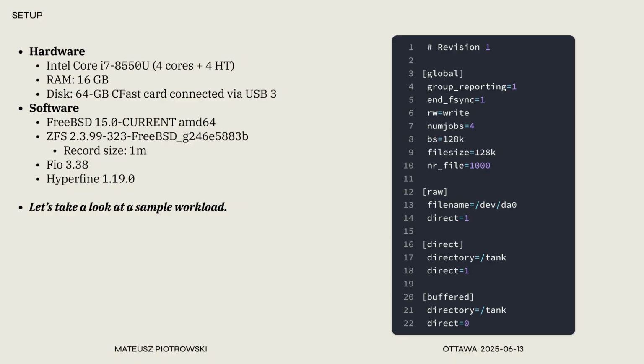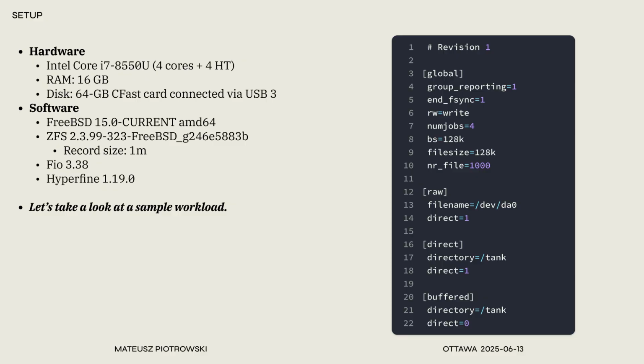It's also a sequential write workload, so we are trying to write as fast as possible, not trying to randomize our writes, but get everything from the disk that we can. 4 jobs, block size is 128K. So this is the size of our requests. And in this case, we have a file size of 128K also, and we have 1,000 files.